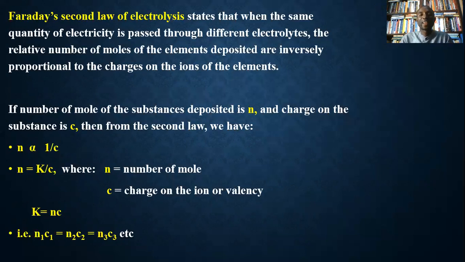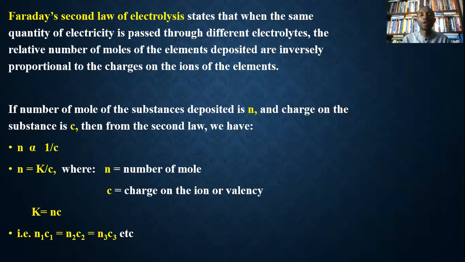If we make K the constant, K = NC. If you have more than one system, 2 or 3 different electrolytes, you can have N1C1 = N2C2 = N3C3, etc. Continue.